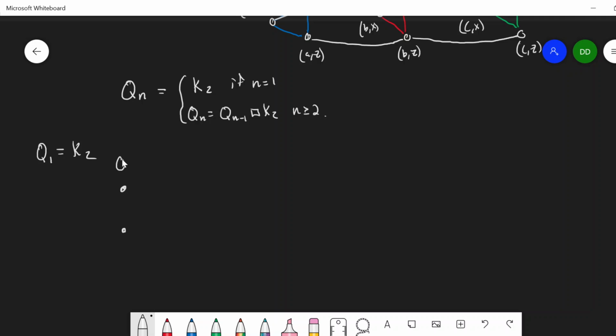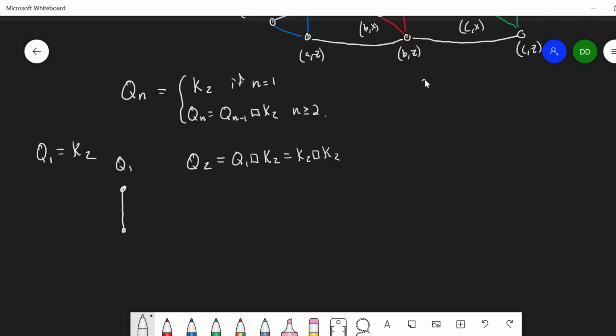So I'll draw Q1 here, it is K2. So there's K2. Q2 is Q1 box K2. So that's K2 box K2.